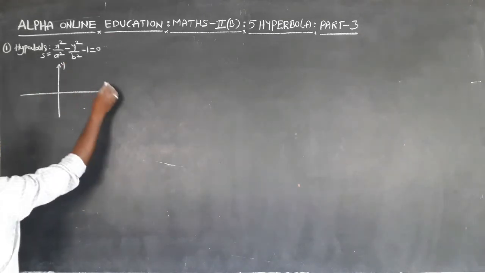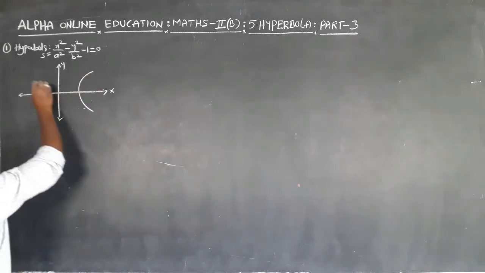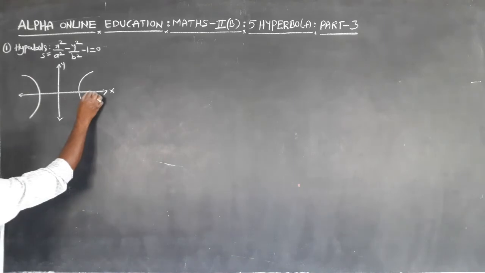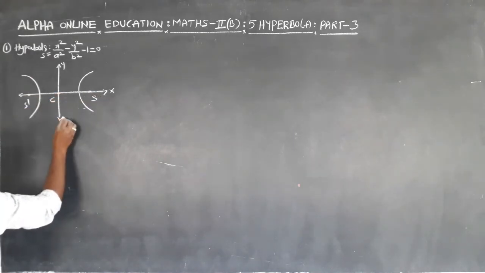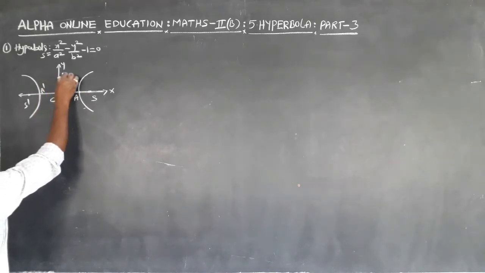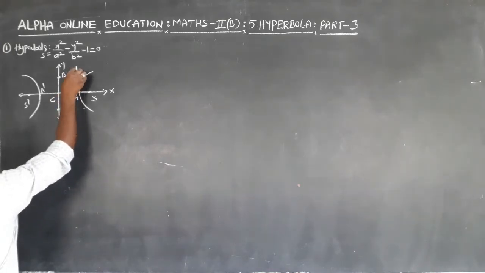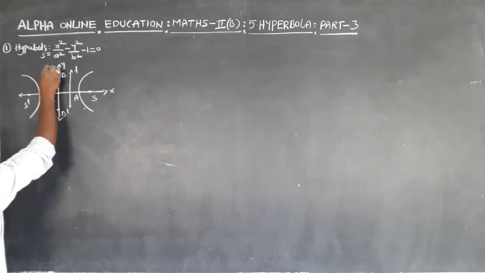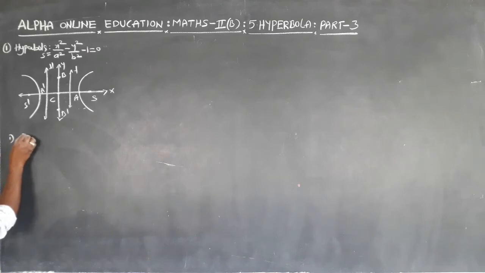This is the y-axis, this is the x-axis. This is the first curve, this is the second curve, this is the focus S, this is S dash, this is the center, this is A, this is A dash, this is B, this is B dash, this is L, this is L dash. First one, the center of the hyperbola is (0, 0).